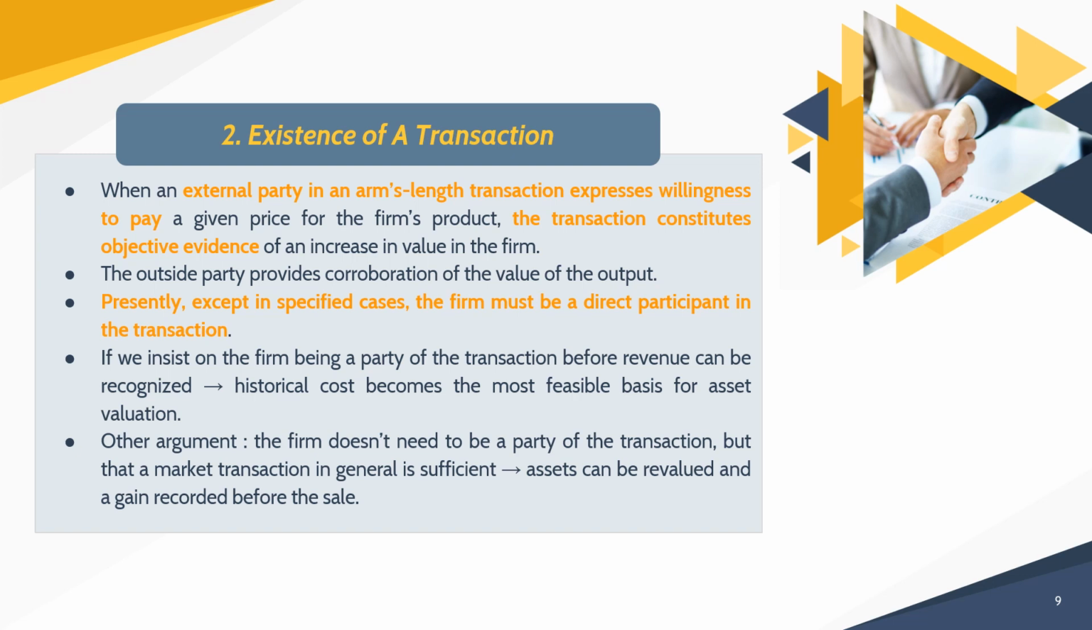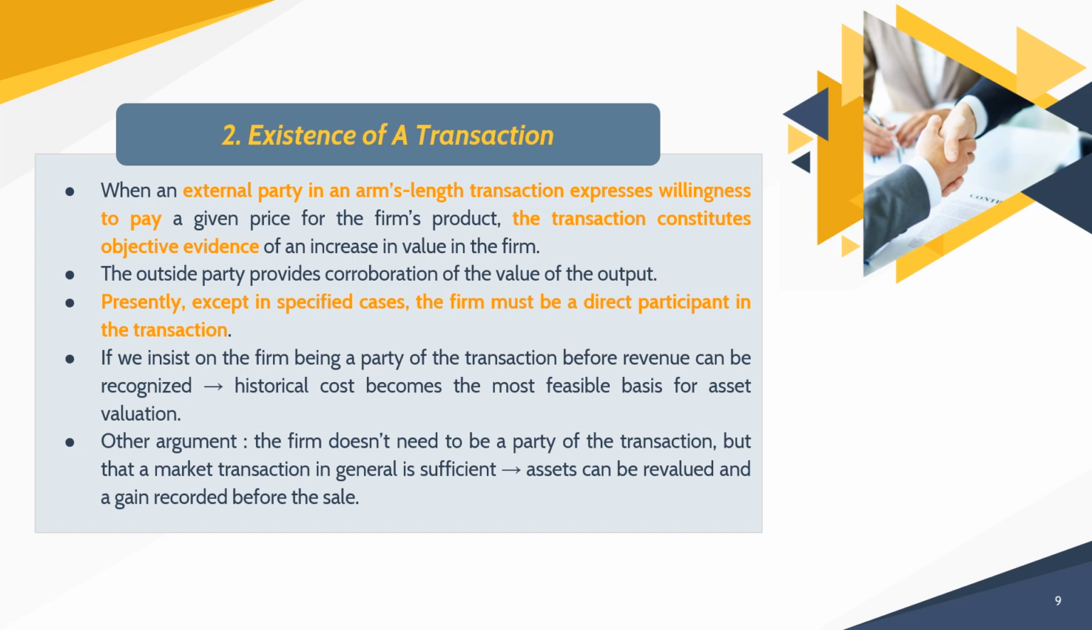The second one is the existence of a transaction. When an external party in an arm's length transaction expresses willingness to pay a given price for the firm's product, the transaction constitutes objective evidence of an increase in value in the firm. The outside party provides corroboration of the value of the output. Presently, except in specified cases, the firm must be a direct participant in the transaction for the revenue to be recognized. If we insist on the firm being a party of the transactions before revenue can be recognized, the historical cost becomes the most visible basis for asset valuation.